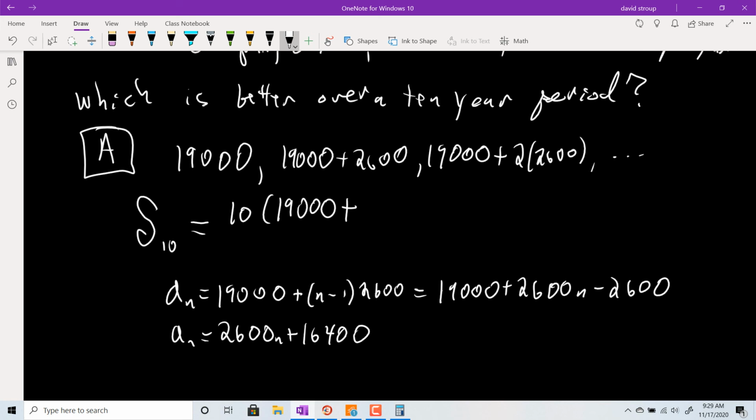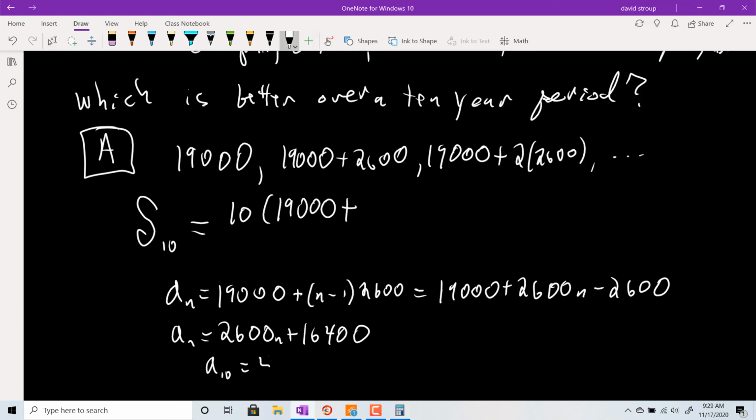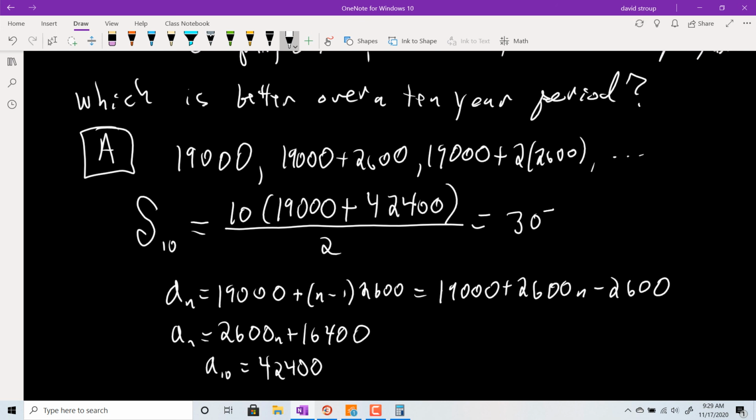And so a sub 10 will equal 26,000 plus 16,400, which is 42,400. Right, so it'll be 10 times 19,000 plus 42,400 all over 2. And if you put that into your calculator, I believe you get $307,000 over 10 years.